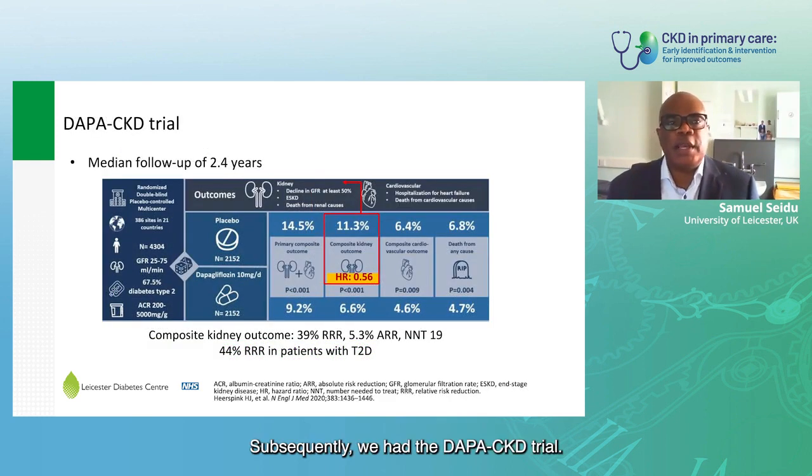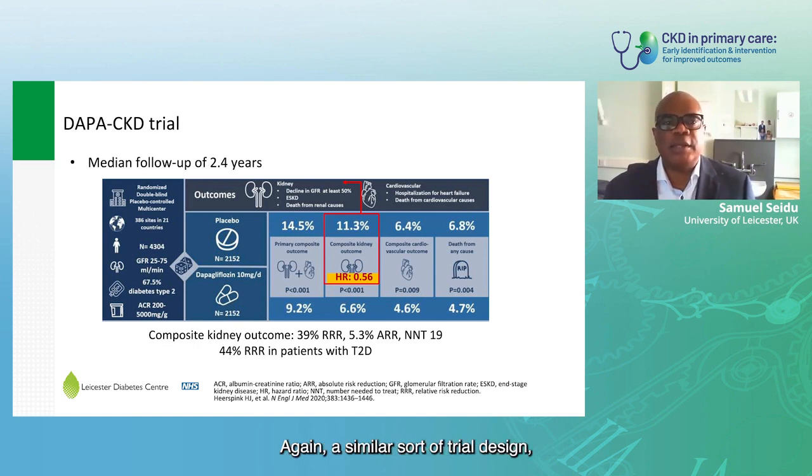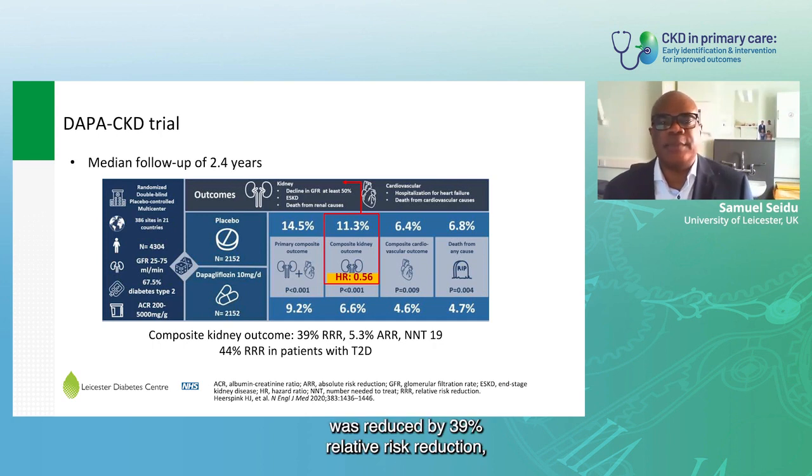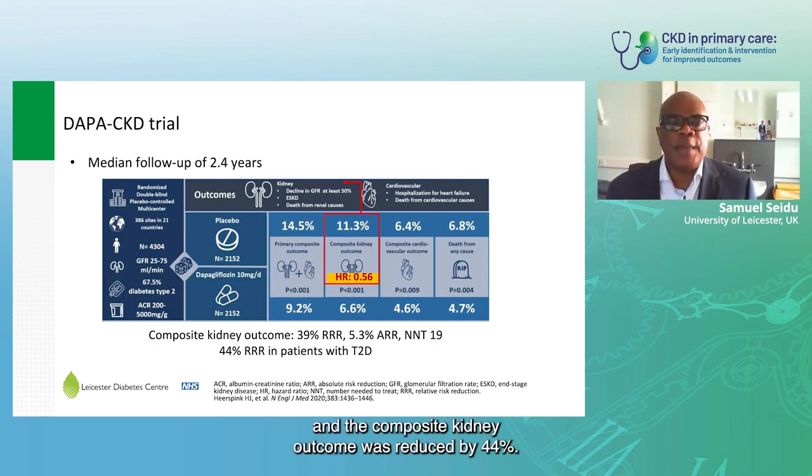Subsequently, we had the DAPA-CKD trial, again a similar sort of trial design, except that this population had patients with and without diabetes. But this time we used dapagliflozin 10 milligrams versus placebo. And again, at the end of the follow-up period, the primary outcome was reduced by 39% relative risk reduction, and the composite kidney outcome was reduced by 44%. And this actually just confirms the initial data from the CREDENCE trial, but in a much broader population.